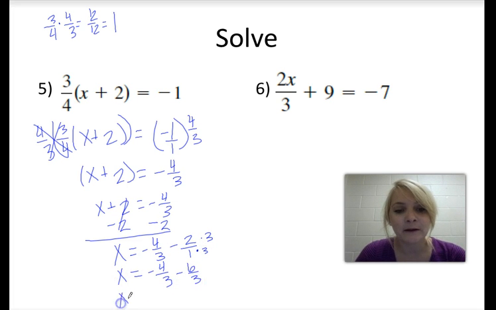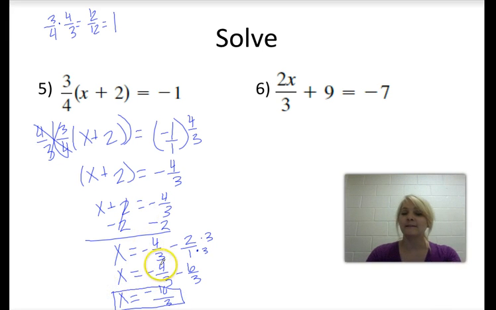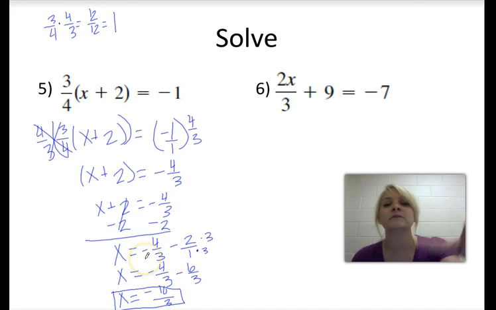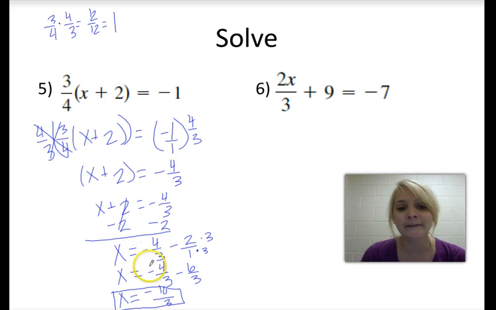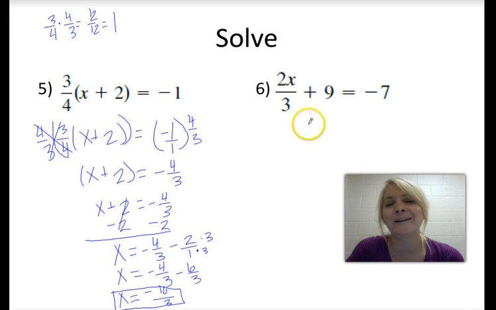So now we're able to combine. -4 minus 6 is -10, and then you leave your denominators the same. So x equals -10/3. And once again, to check this, we'd substitute back to the original equation and solve from there. All right, the sixth one, we have 2x plus 3 plus 2x over 3 plus 9 equals -7.